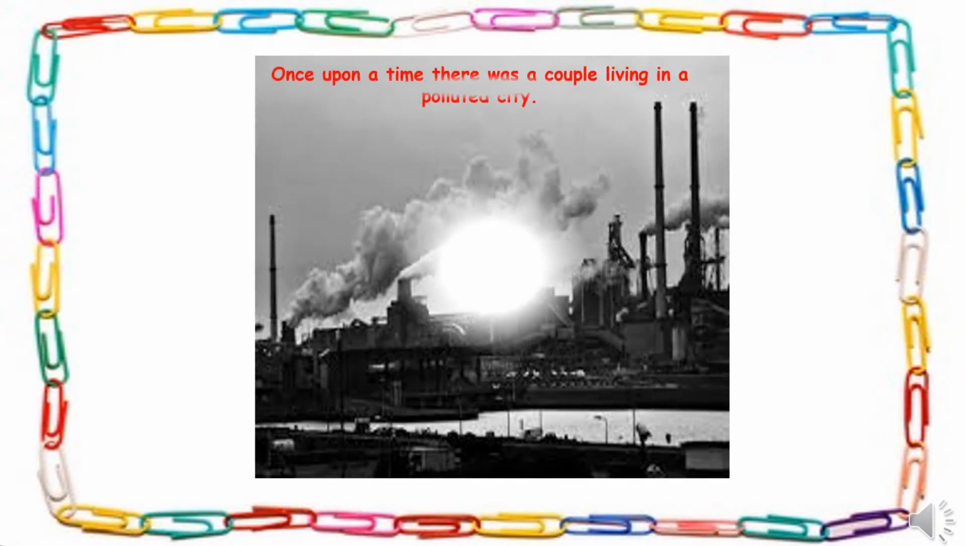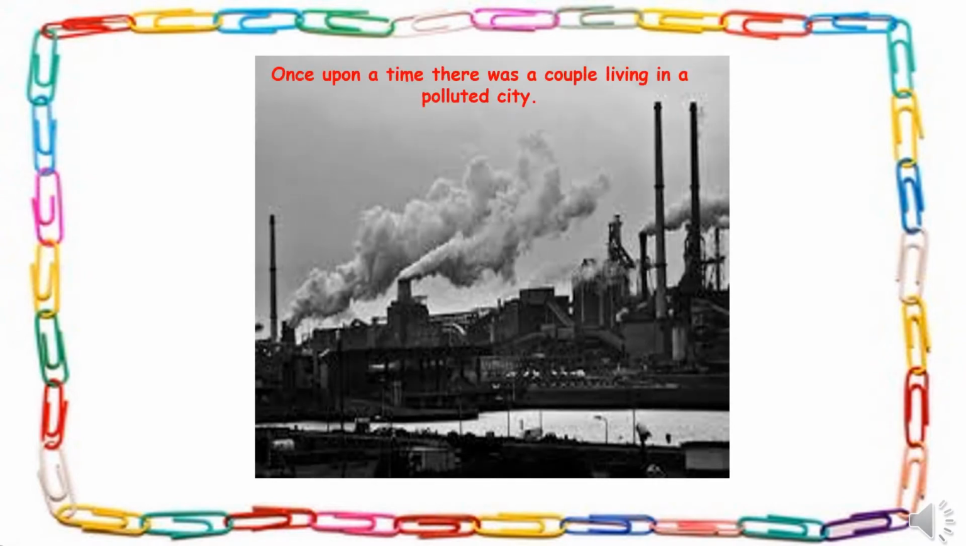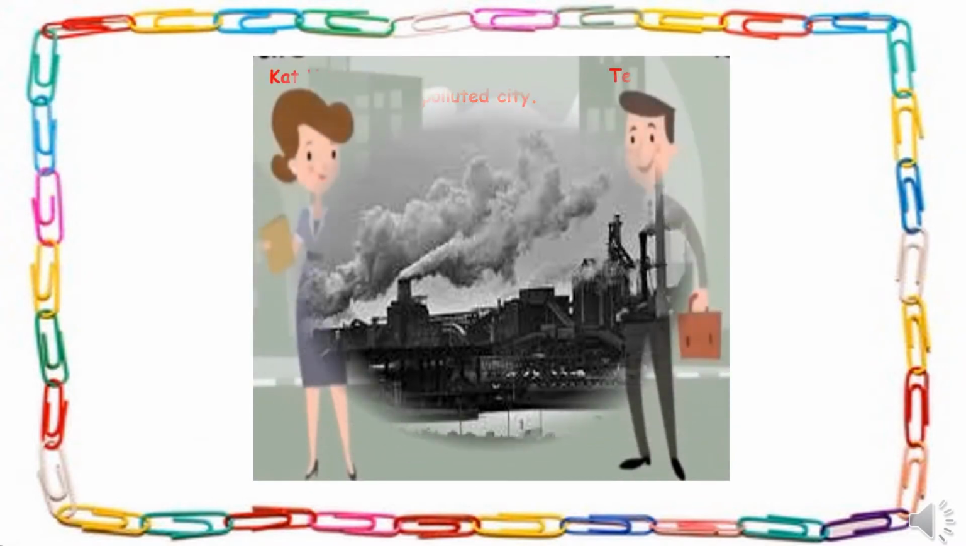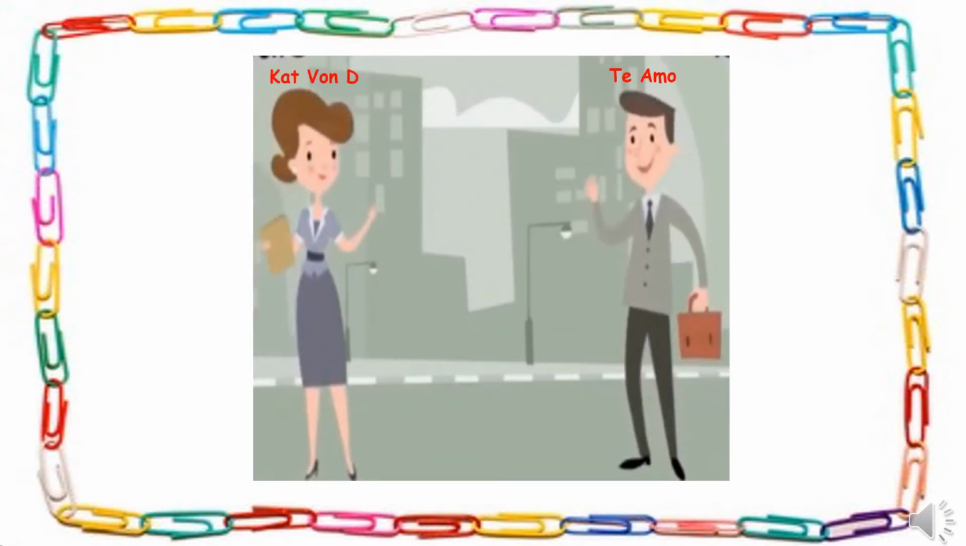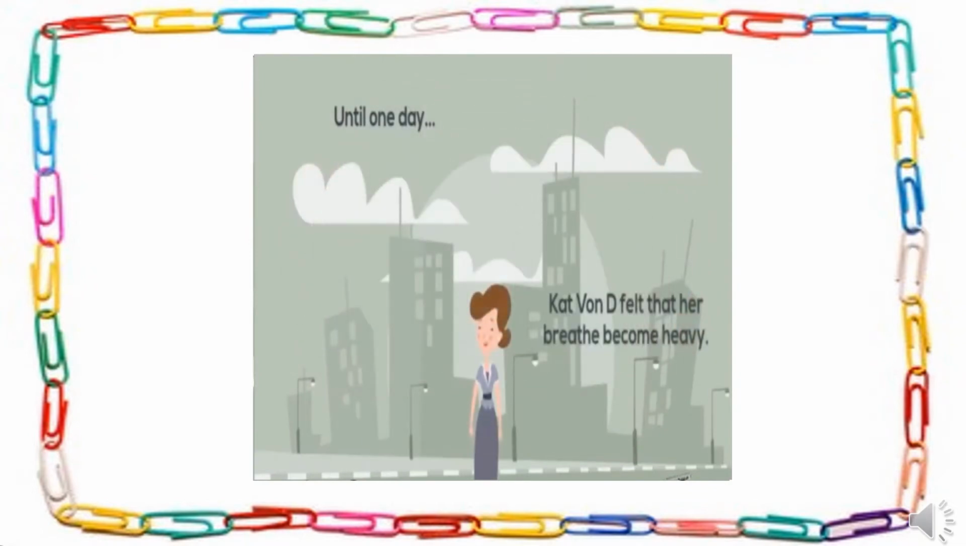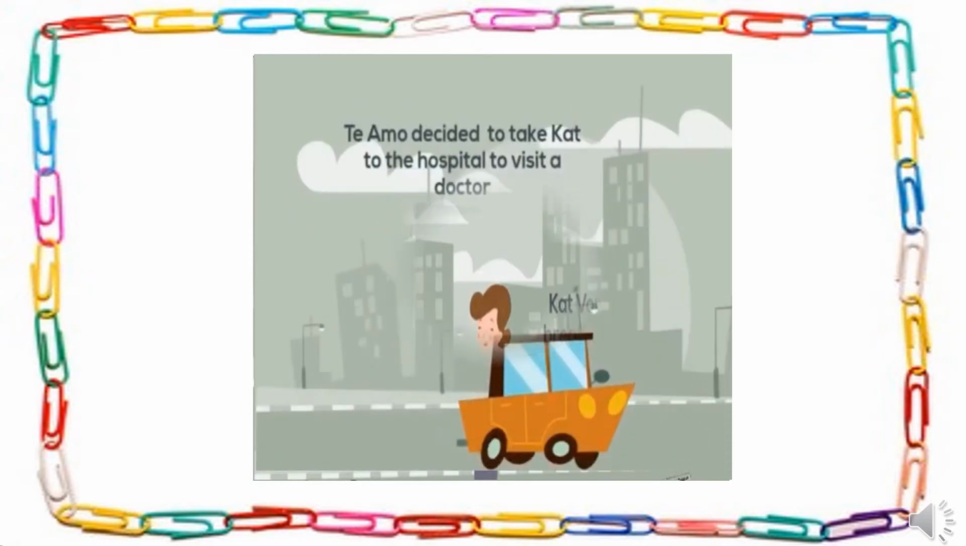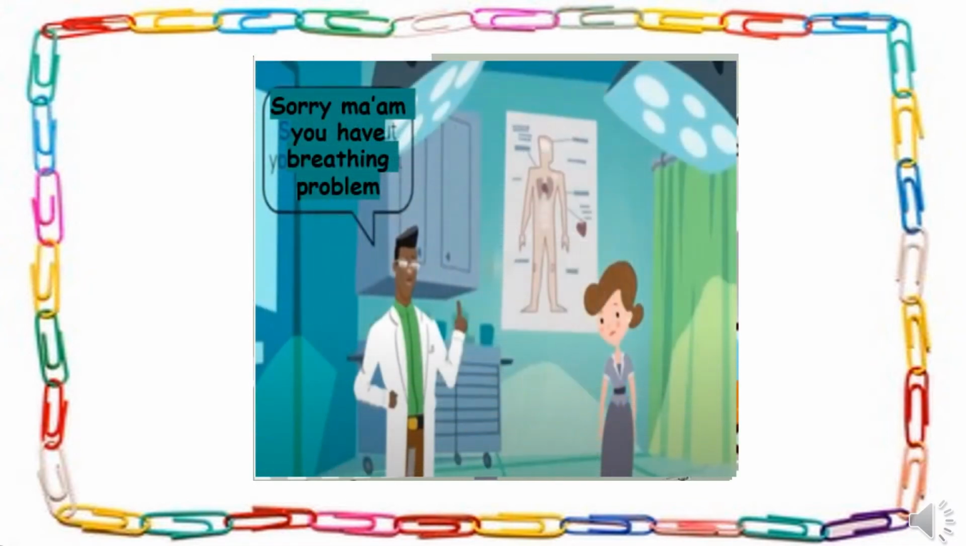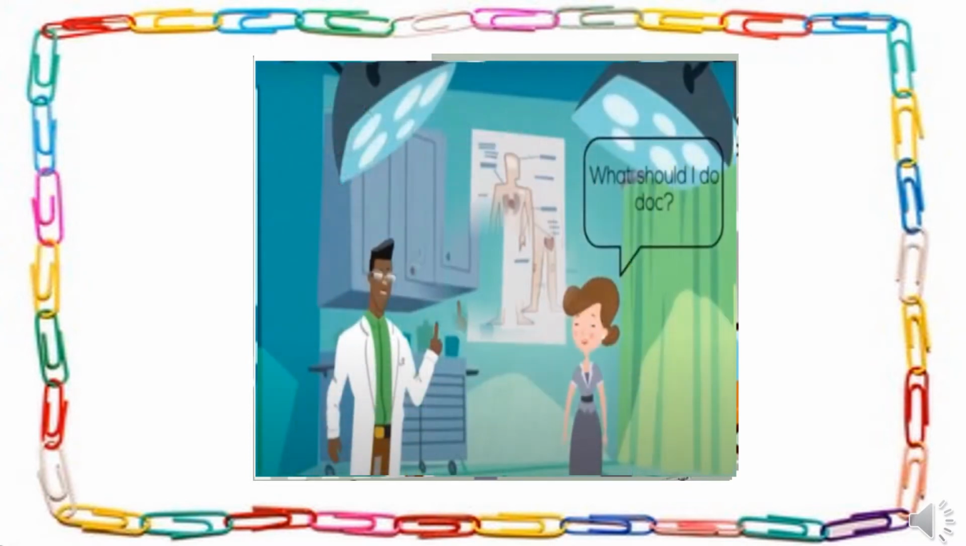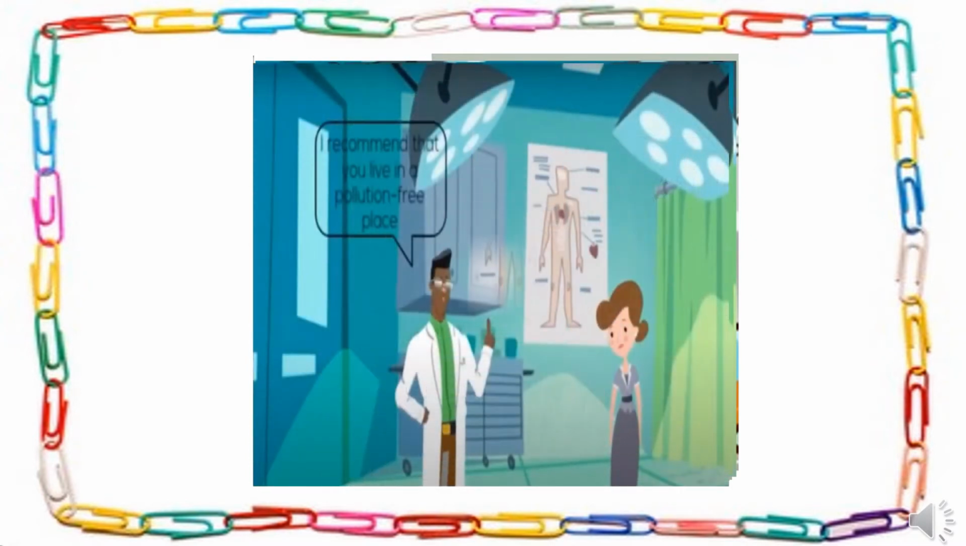Once upon a time, there was a couple living in a polluted city, Cat Von D and Tamo. Until one day, Cat Von D felt that her breath became heavy. Tamo decided to take Cat to the hospital to visit a doctor. Sorry, ma'am, but you have breathing problem. What should I do? I recommend that you live in a pollution-free place.